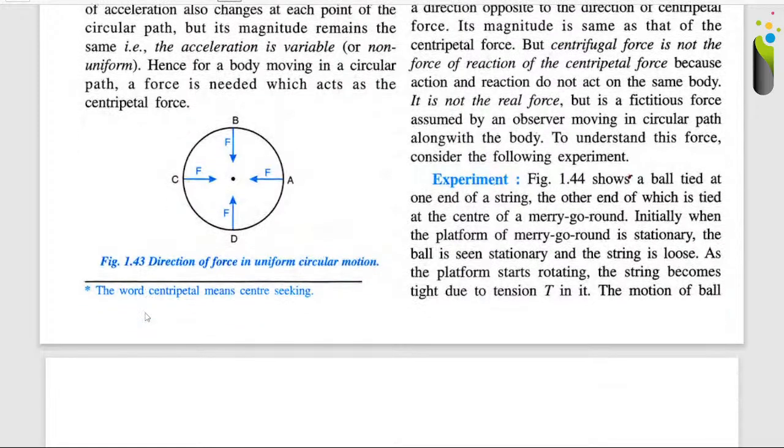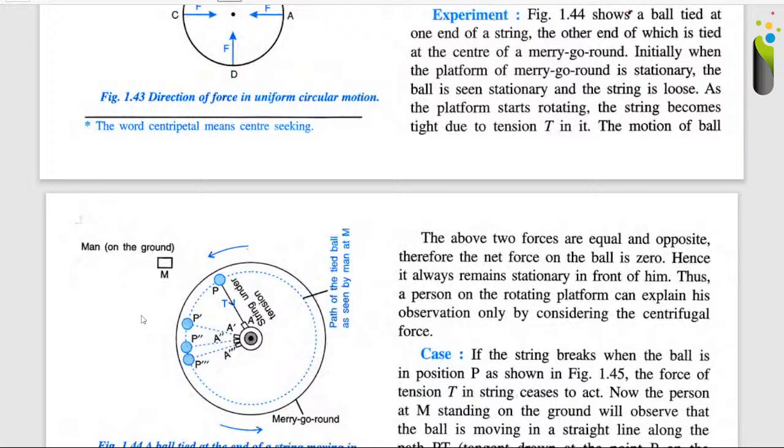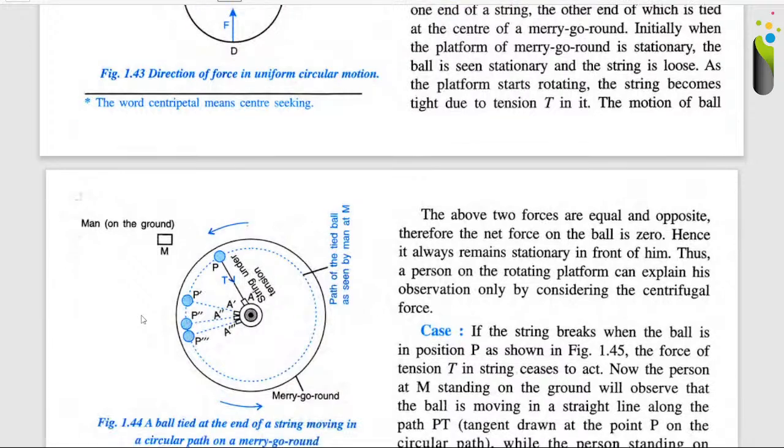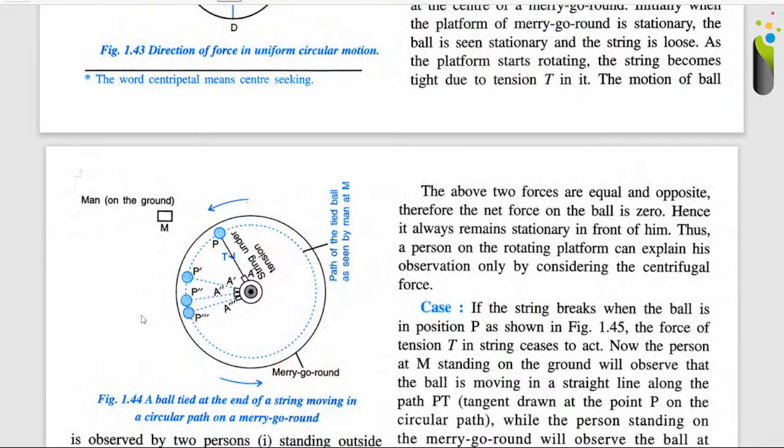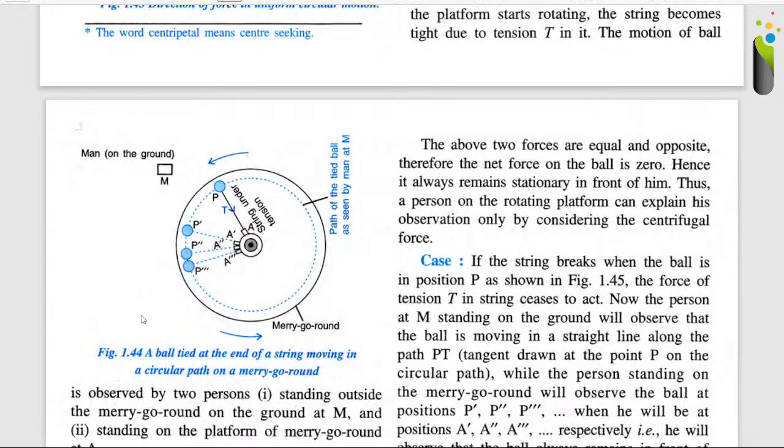So we come to the experiment, the figure 1.44. You can see this shows a ball tied at one end of a string and the other end of which is tied at the center of a merry-go-round. Initially, when the platform of merry-go-round is stationary, the ball is seen stationary and the string is loose. As the platform starts rotating, the string becomes tight due to the tension T in it.